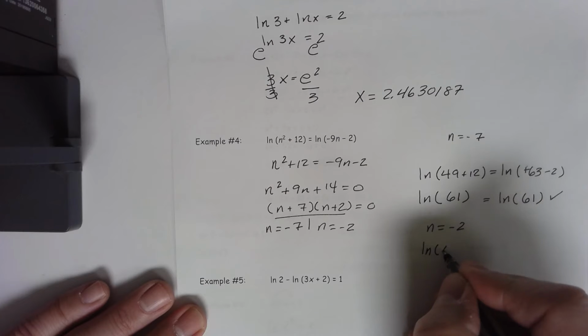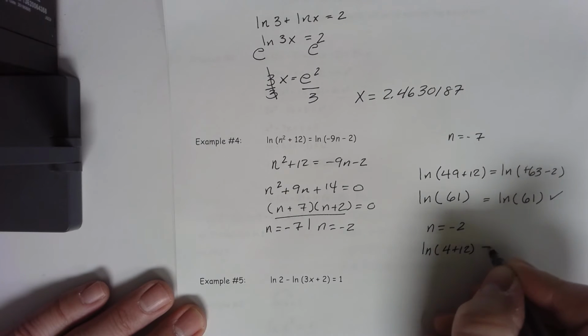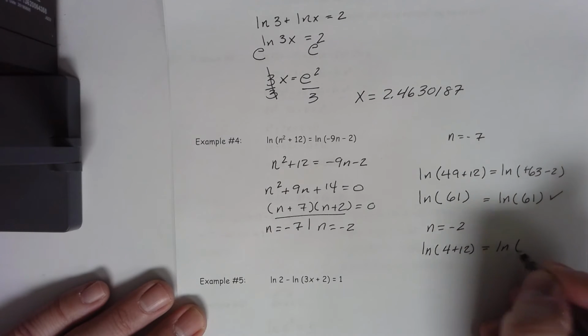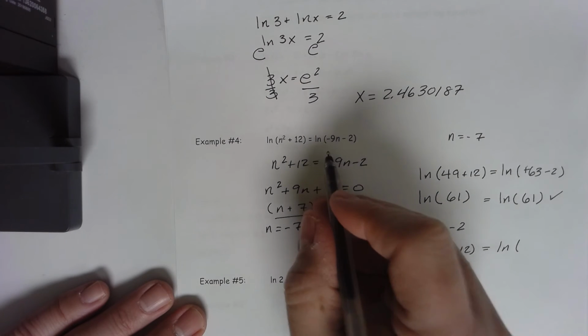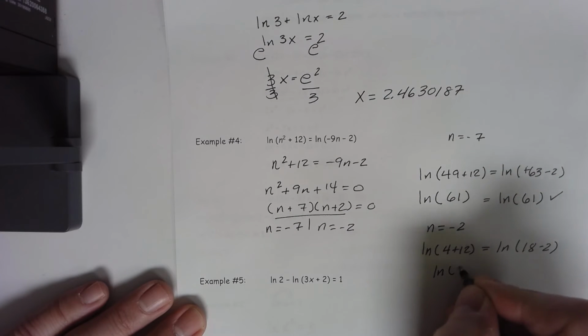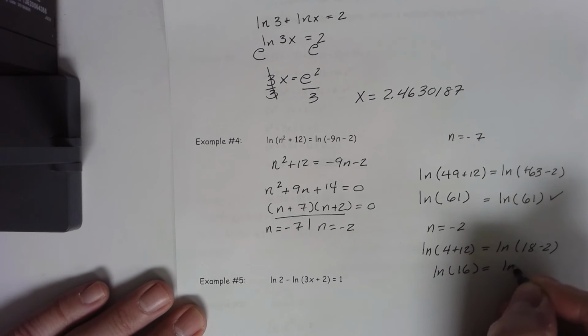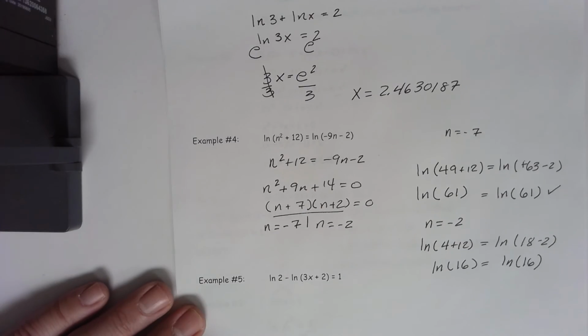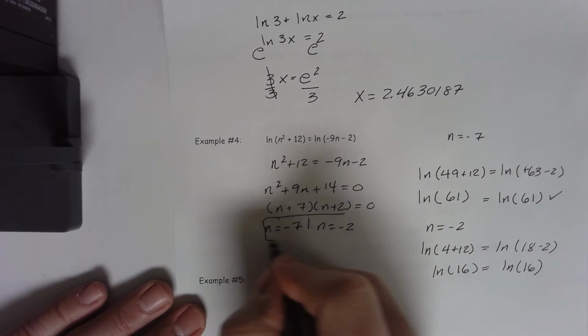This is going to be 4 plus 12 equals the ln of, and this is going to be negative 2 times negative 9, which gives me 18, minus 2. That's the ln of 16 is the ln of 16. So we're good here, right?